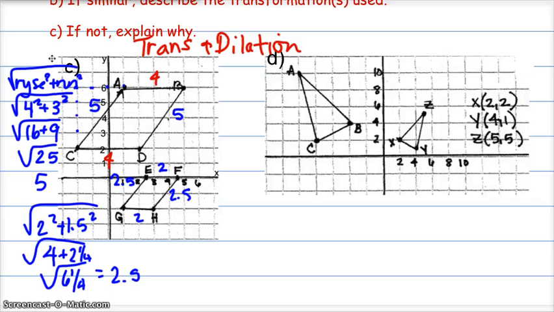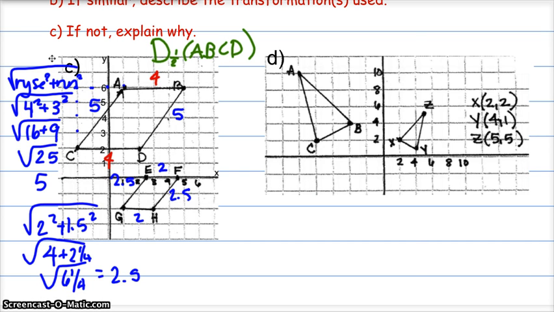So I'm going to say capital D one half to A, B, C, D. Let's take all of these ordered pairs and cut everything in half. So A is at 1, 6. So where is A prime going to be? Cut it in half. 1/2, 3. I'm going to call it A prime.